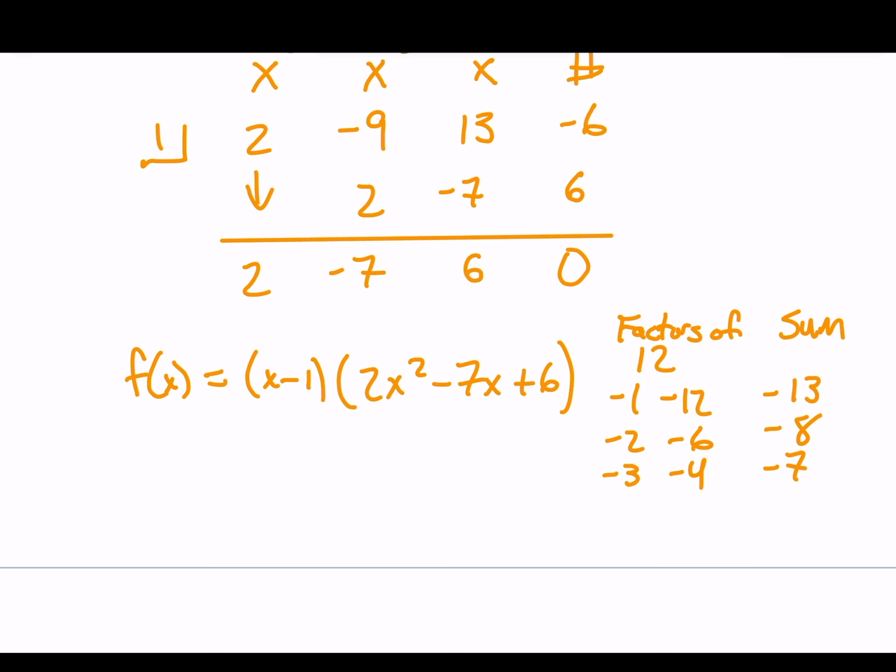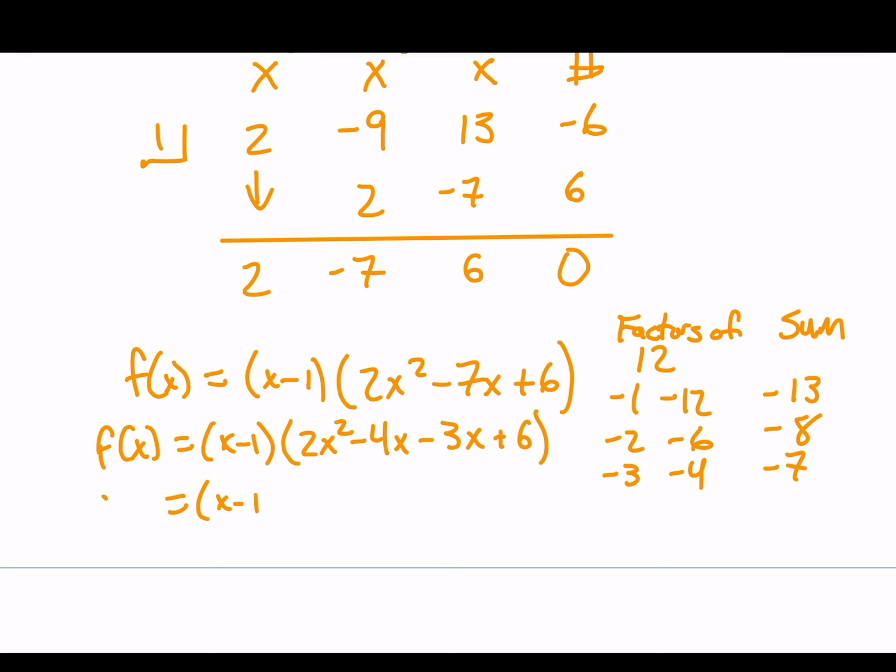So we can break that up using factoring by grouping. So f of x is equal to x minus 1 times 2x squared minus 4x minus 3x plus 6. Do another rewrite there. We can factor out a 2x and get x minus 2, and we can factor out a negative 3 and get x minus 2.